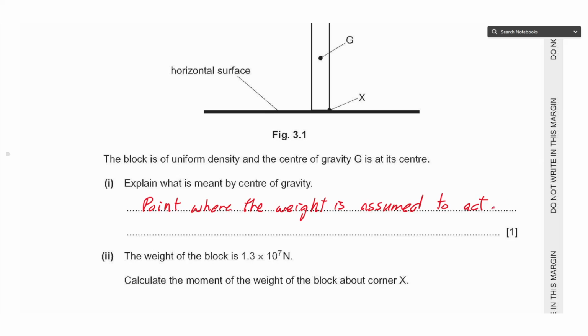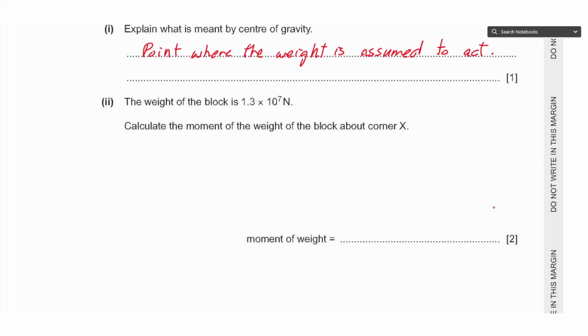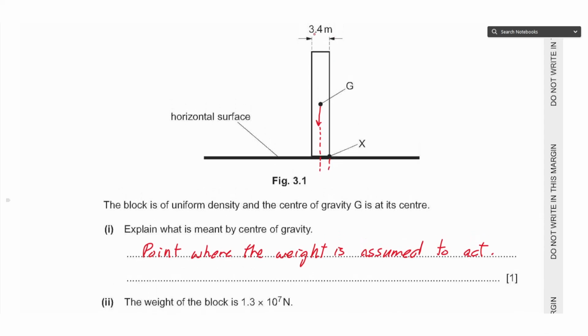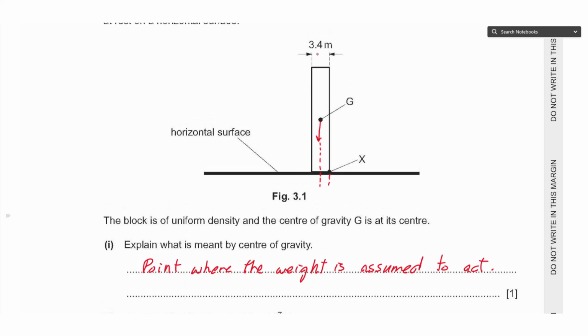Part (i) says the weight of the block is 1.3 times 10 to the power of 7 newtons. Calculate the moment of the weight of the block about the corner X. So going back to the diagram, we have the force of the weight acting here, and the perpendicular distance between the weight and X is actually half the width of the rectangle. So we calculate half of the 3.4 meters to get this part, which is the perpendicular distance.